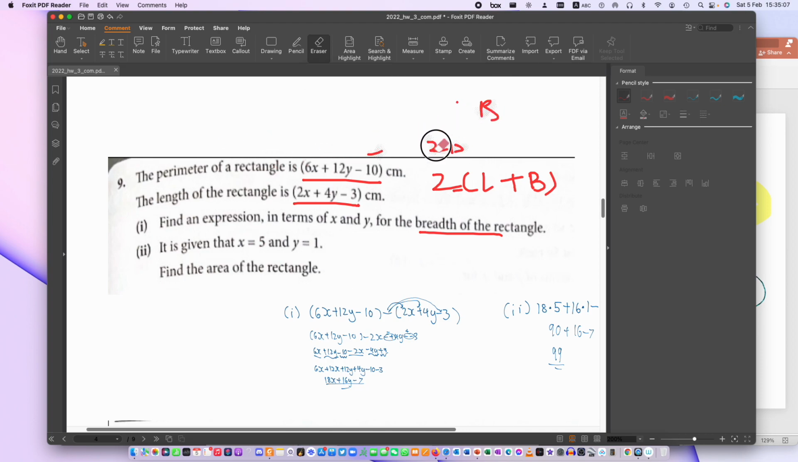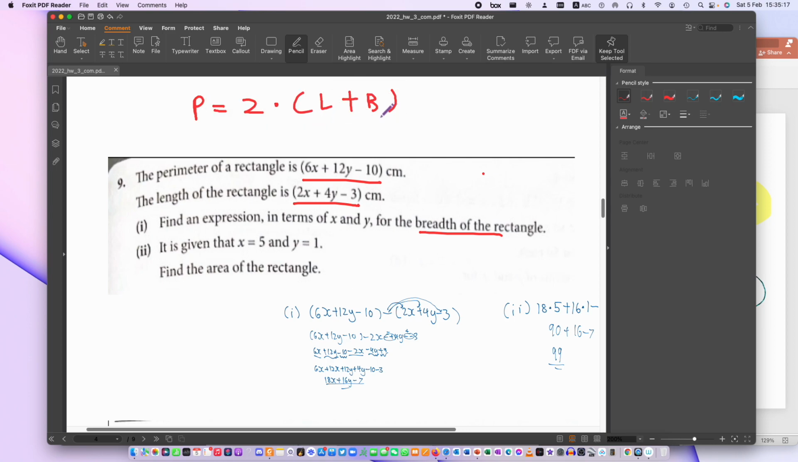So let me just write it, simplify. So P is 2 times L plus breadth. So I have the 2 here, right? So how do I get rid of the 2 here? Must divide by 2. If you divide by 2 on the right, divide by 2 on the left, right? Then this one gone. But the question wants what? The question wants breadth, right? So it means the question wants B is equal to something.